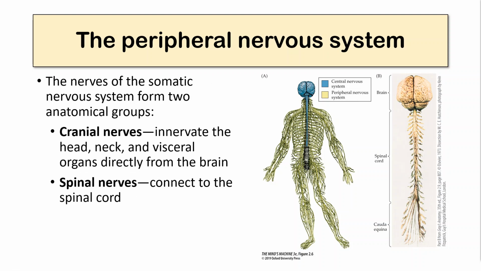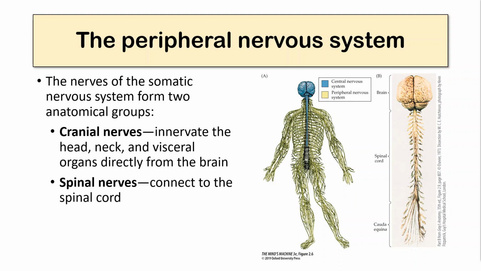There are different types of nerves that are part of the peripheral nervous system. First are the cranial nerves. As the name implies, these are nerves that emerge from the surface of the brain. Cranium is brain. So the cranial nerves come off of the brain or the brainstem and innervate the head, the neck, and visceral organs directly from the brain itself. The other group of nerves are called spinal nerves. And again, as their name implies, these are nerves that emerge directly from the spinal cord.